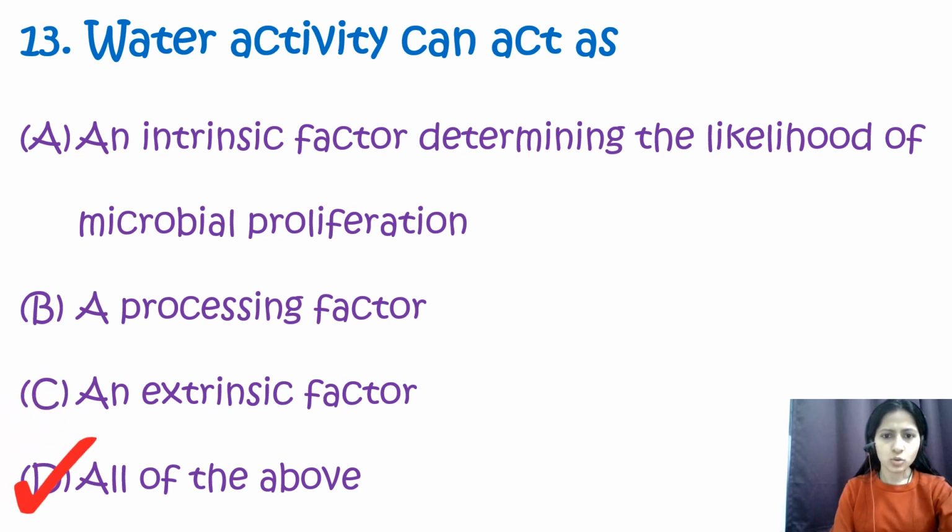So what does water activity actually mean? Water activity is a measure of the amount of free water available in the food or other substances. It is actually a ratio of water vapor present in the food substance to that of pure water at a given temperature, meaning the same temperature and pressure. So this term is important: at the same temperature and pressure. So the correct option is option D, all of the above.